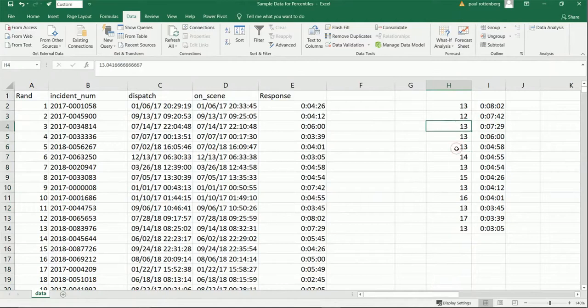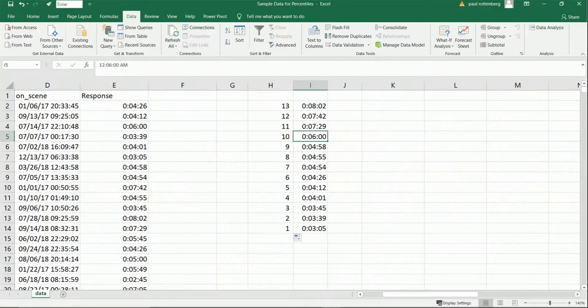And there we go. So we have 13, 12, 11. No, that's not what I wanted. 13, 12, 11, 10, 9, 8, etc. Perfect. Okay, so our highest value is rank order 13, and then rank order 12, and 11, and 10, and 9.